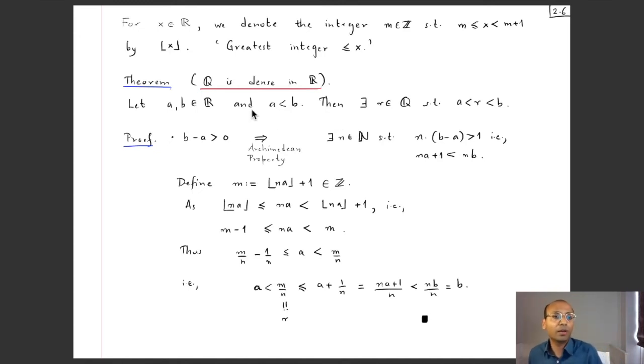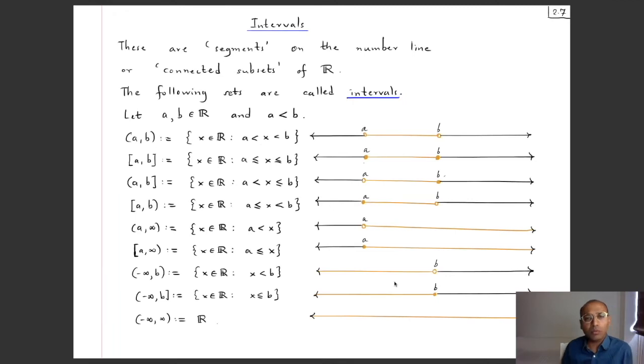So now we have shown this important result that the set of rational numbers is dense in the set of real numbers. So far, we started the lecture by recalling the least upper bound property, and then we proved the Archimedean property, and then we have seen some uses of the Archimedean property. So now what I want to do is to tell you about some terminology and some new notation.